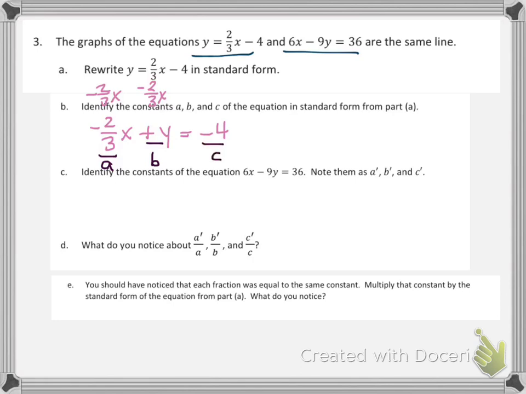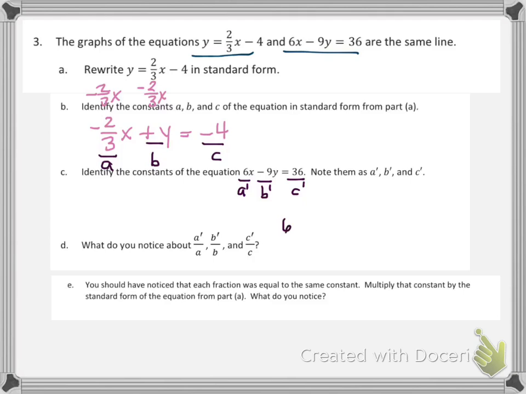Okay. And then we'll use the other equation to find our a prime. So a prime would be that 6. B prime is that negative 1. And c prime is 36. And then we're going to check the comparisons again. Let's see what happens. I think I already know what's going to happen. They're all going to be equal to each other, but let's see.